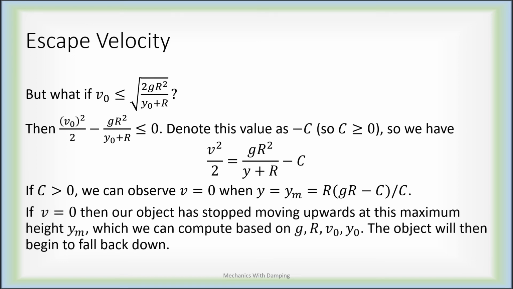0. But if the velocity is 0, then we started moving up, and we eventually stopped at this height y sub m. After this point, since we have stopped moving, gravity is just going to start pulling us down. So this y sub m represents our maximum height. And notice that it's computed in terms of the radius of your gravitational body, gravity g, and this constant c, which also depended on your initial height and your initial velocity. In other words, based on a couple constants like the radius of your body and gravity, plus a known initial velocity and a known initial height, you can quickly compute your maximum height y sub m. After it reaches this height, when the velocity is 0, gravity will begin to pull it back down.